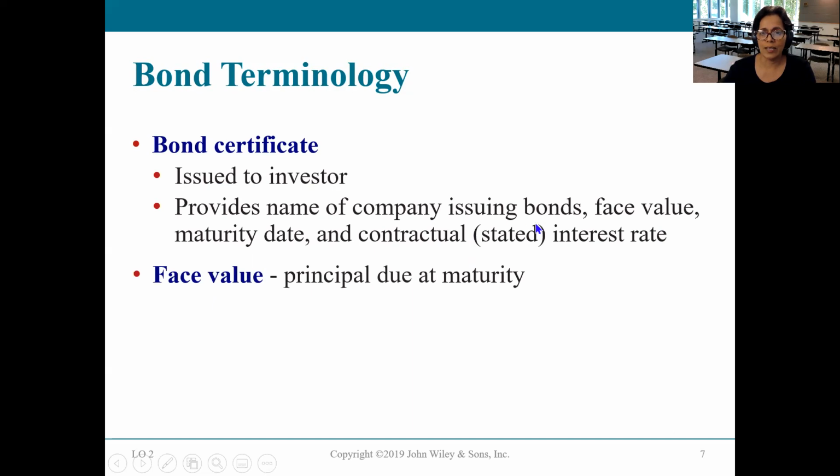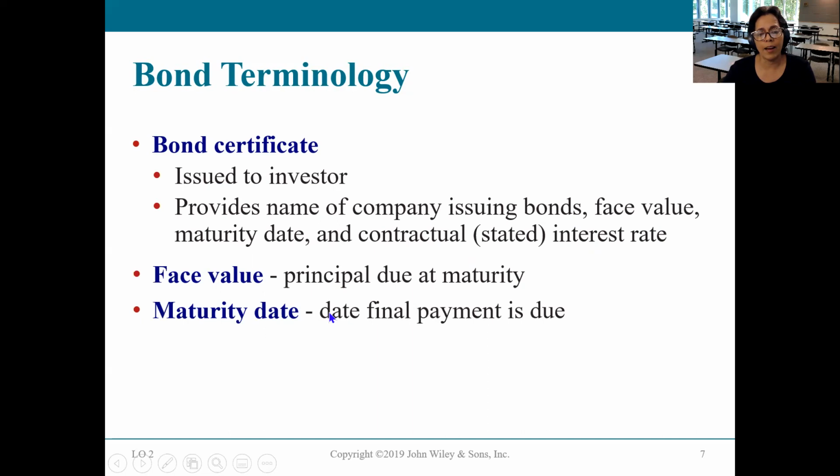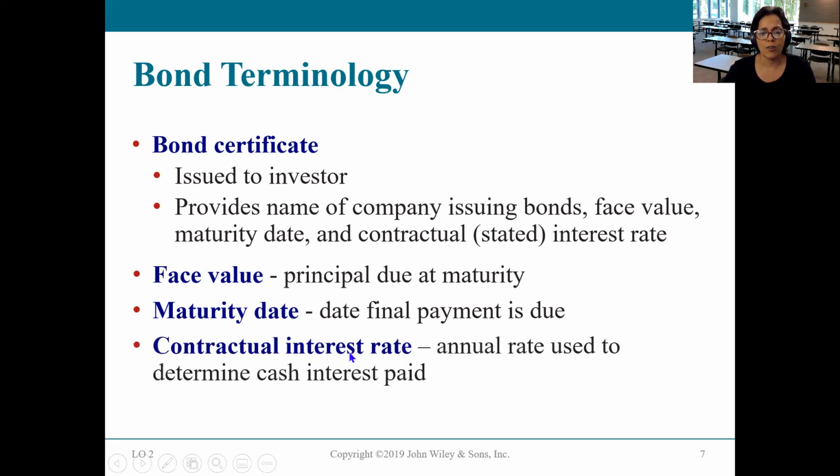The face value is an important piece of information that we need to take to start working on exercises. What's the principal amount that will be repaid at maturity? That may not necessarily be the amount of money I get right now, but face value is something we'll take a look at. Maturity date is when the entire principal has to be repaid. Interest will be paid periodically, but the final payment, when it's due, that's the maturity date. Contractual interest rate, unless mentioned otherwise, is always an annual interest rate. That's used to determine how much interest I need to pay in cash every year on a predetermined date.